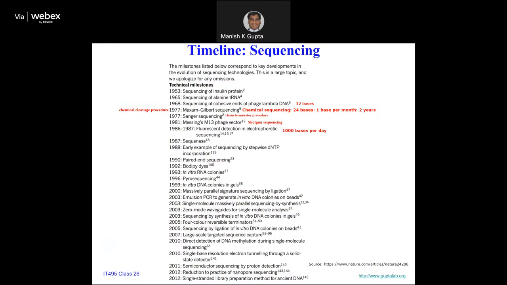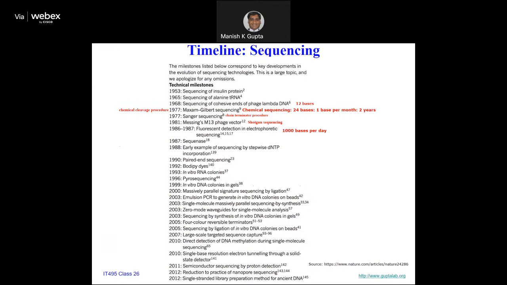You divide the whole DNA into different pieces, and amplify them using PCR, polymerase chain reaction. After amplification, you use graph theoretic algorithms, because these segments may overlap at some places. You reconstruct the whole sequence using the algorithm. There's a nice book also on this. So this is a very popular method, shotgun sequencing.